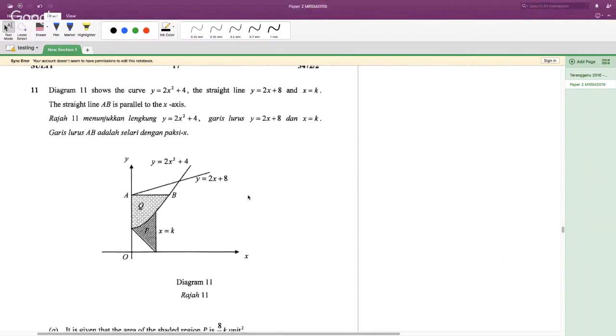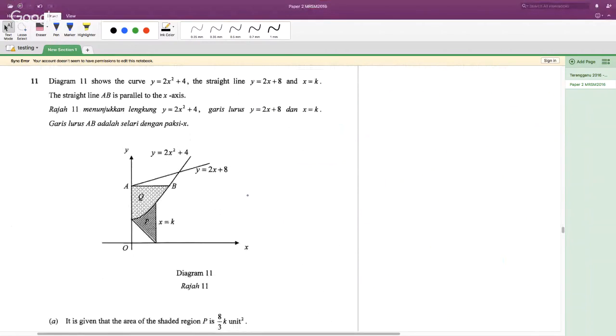Vector. Okay, Diagram 11 will show the curve. The curve is 2x squared plus 4 and the straight line is y equals 2x plus a, and x equals k. The straight line AB is parallel to the x-axis.